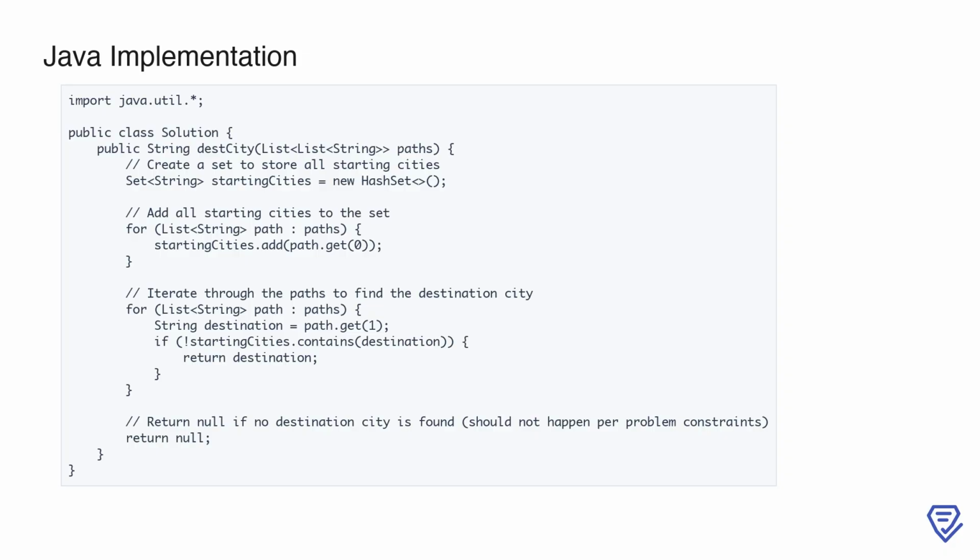This is the Java implementation of the destination city problem from LeetCode. The logic mirrors the Python solution, where we first collect all starting cities in a hash set and then iterate through the paths to find a destination city not present in the set of starting cities. Key differences include the use of Java's collections like list and set, explicit type declarations, and the structured class definition.